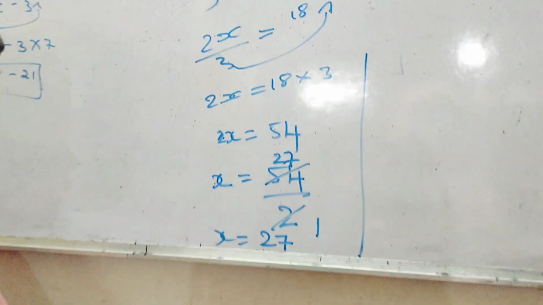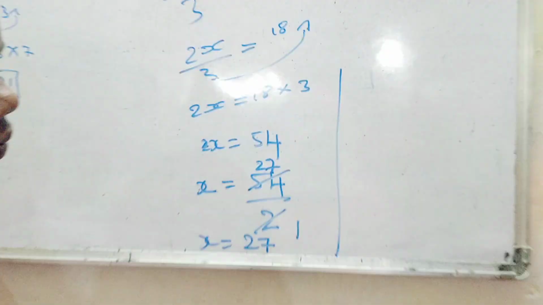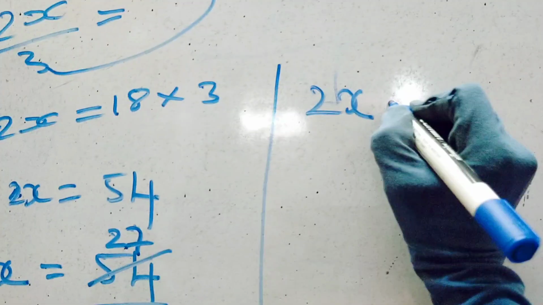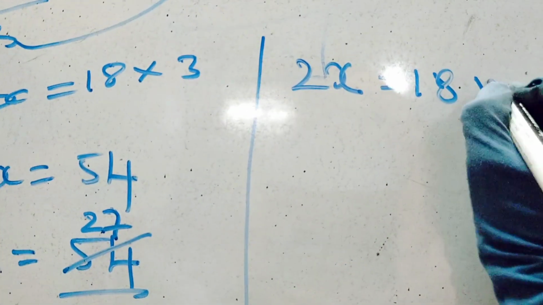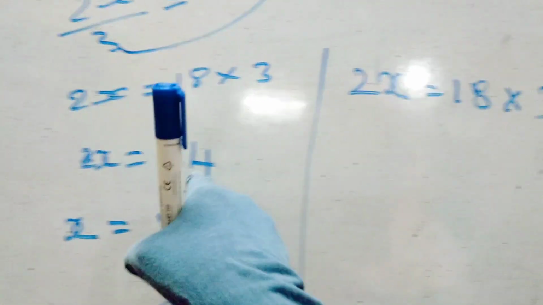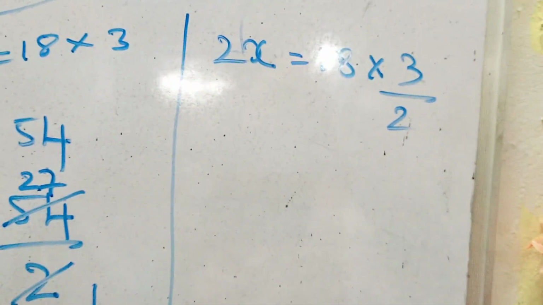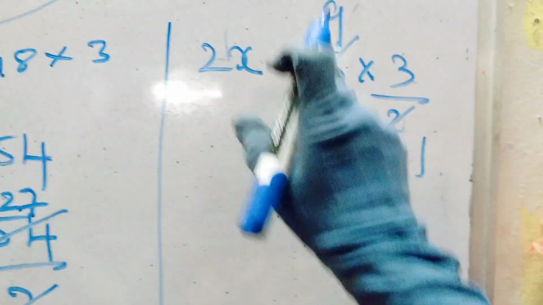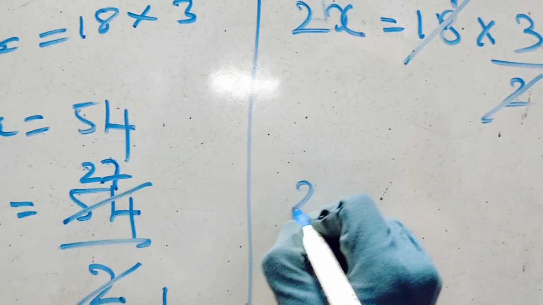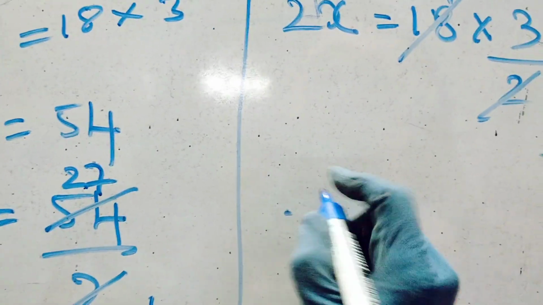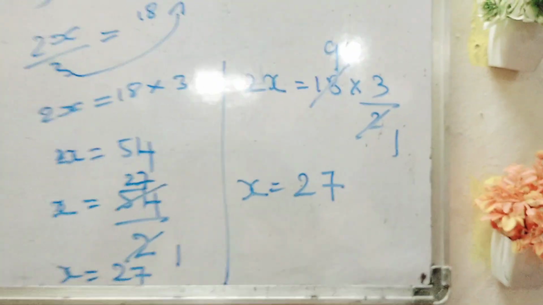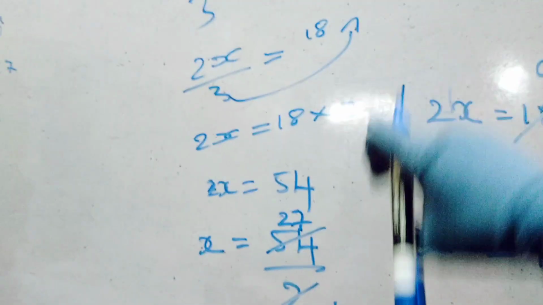Yes, kids? Am I right? Okay. Then the other way is, you can do 2x is equal to 18 into 3. This 2 also you can bring here simultaneously. Then you can do 2 1s are 2, 9 3s are 27. So x is equal to 27. This way. Did you understand how it is?